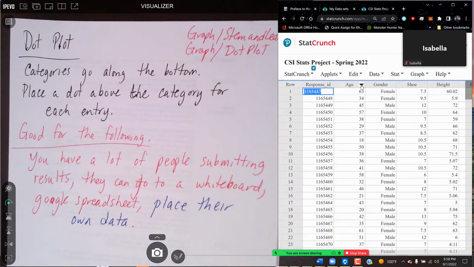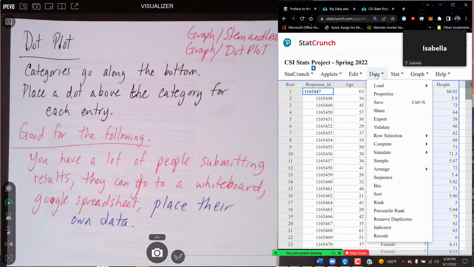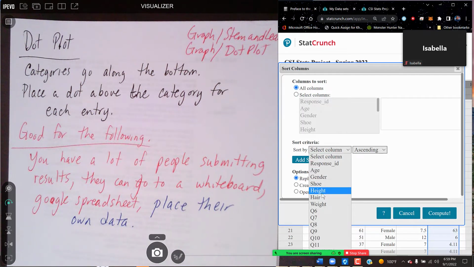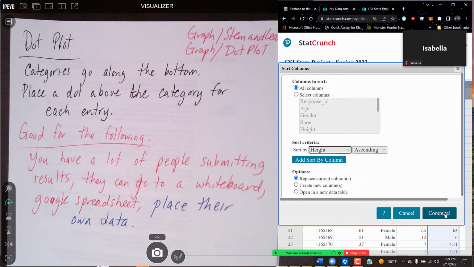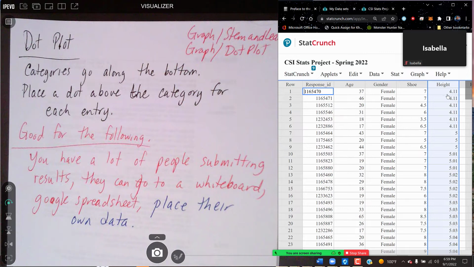People misentered their height. So what I'm going to do is I'm going to come over to height. Nope, that's not what I want to do. I'm going to do data, and I'm going to go to sort. I want to sort all columns, but I want to sort it by height. And now it has all the people in the row. So 4'11" was 59 inches. I'm going to just go through and replace all the 4'11" with 59.